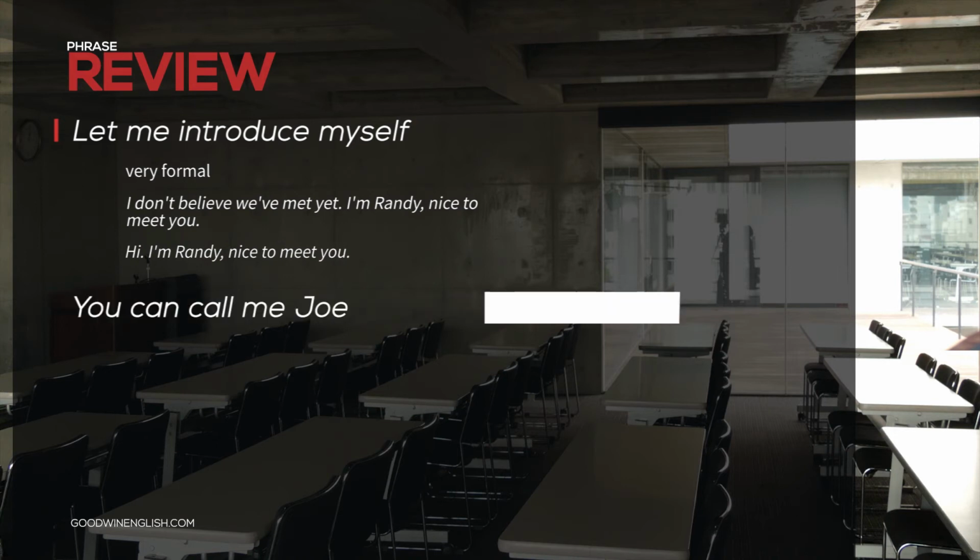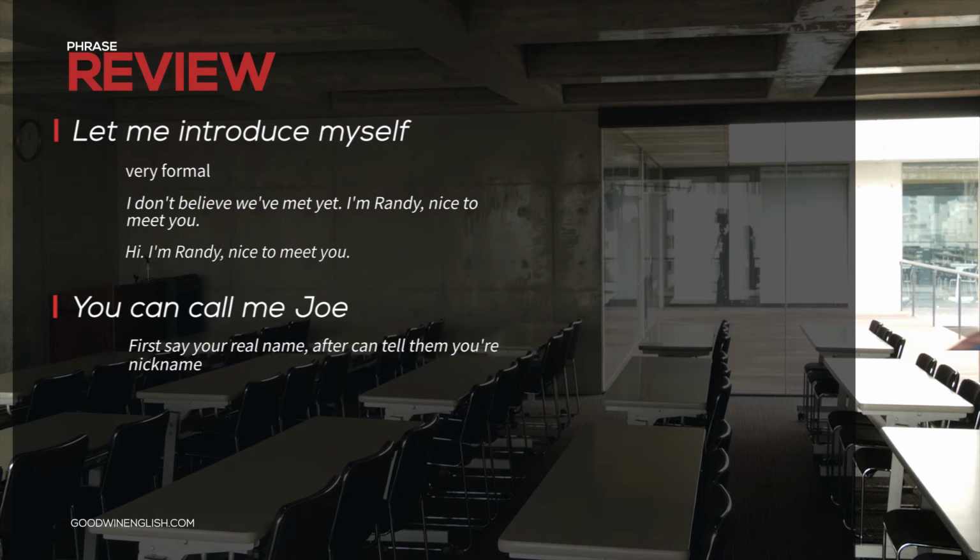We also looked at the sentence, "You can call me Joe." This is a common mistake that many people make. When you meet someone for the first time, you should say your real name first. Then, after you say your real name, you can tell them your nickname. For example, like this. "Hi, I'm Tomoko. You can call me Tomo."